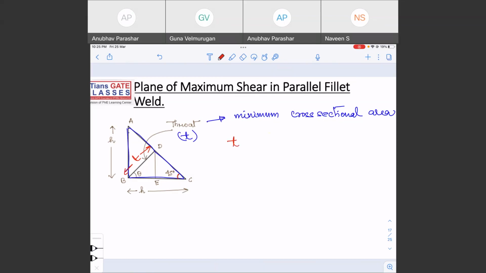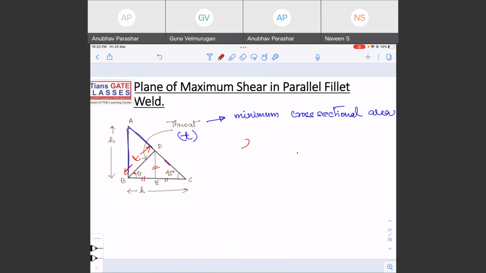You can see in these two triangles, this triangle and this triangle, you can just take these two triangles, right? Since this angle is 45, this angle is also 45, right? This angle is 90, this is 45, so this is also 45. So what can I say? I can say that this is equal to this, this is equal to this, right? All these three sides are equal, right? So in that case, what can I write?